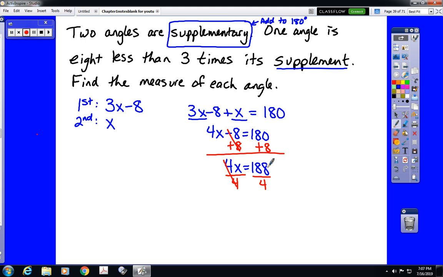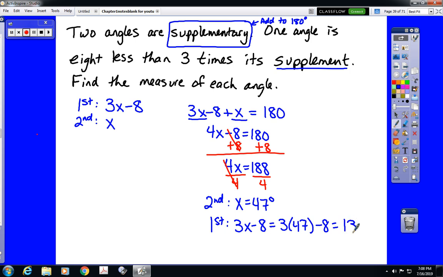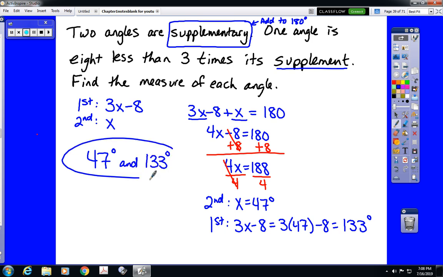And that would give us that x, the first angle, is 47 degrees. Sorry, the second angle is 47 degrees. That's the second angle. So the first angle, well, it's 3 times x minus 8, or 3 times 47 minus 8, which would be 133. So our two answers are 47 degrees and 133 degrees. Notice that those two angles, when added together, add up to 180 degrees. Let's do another example like that.